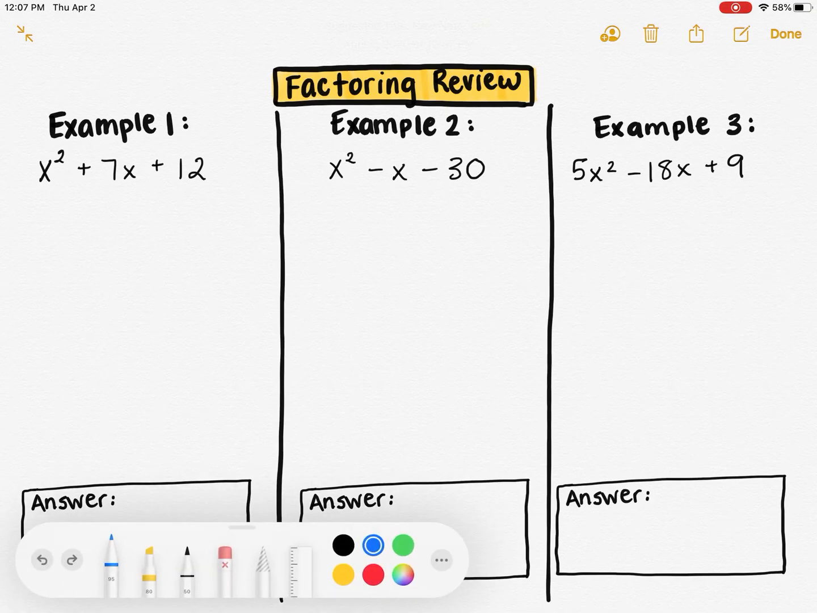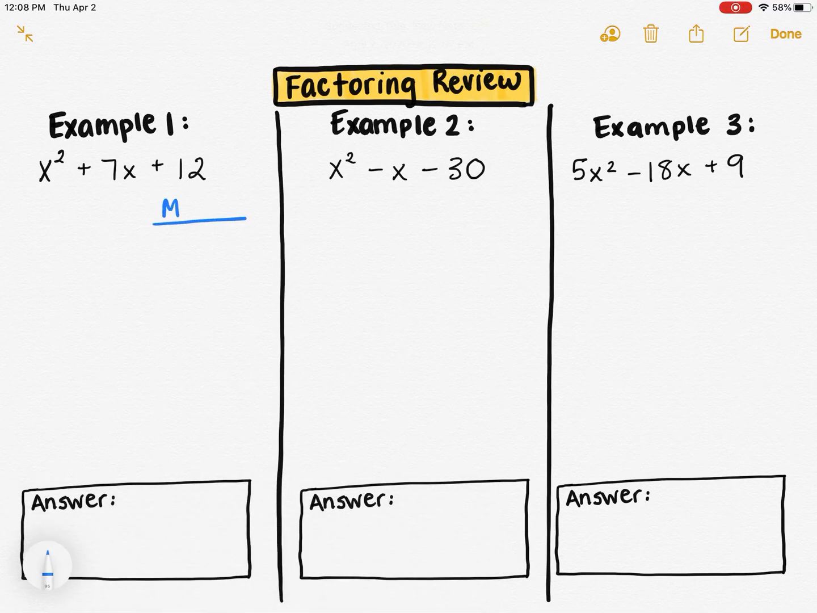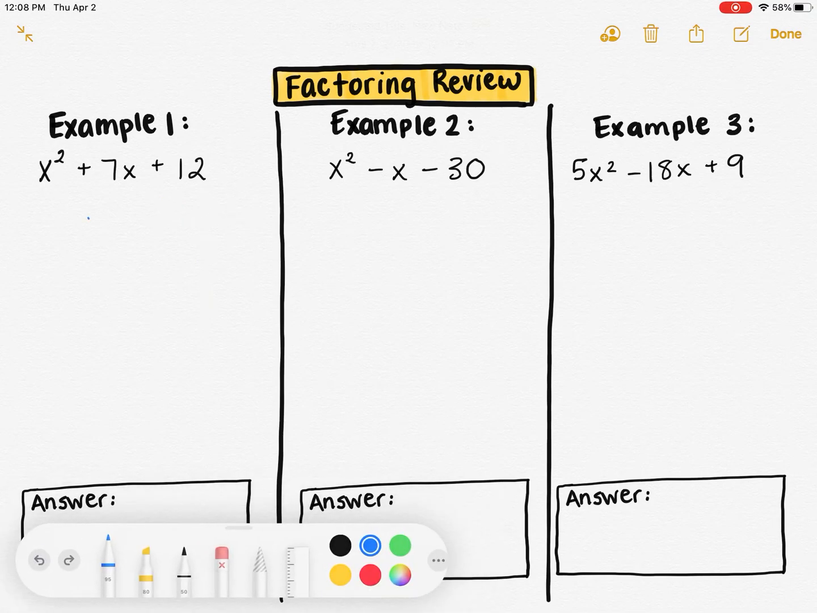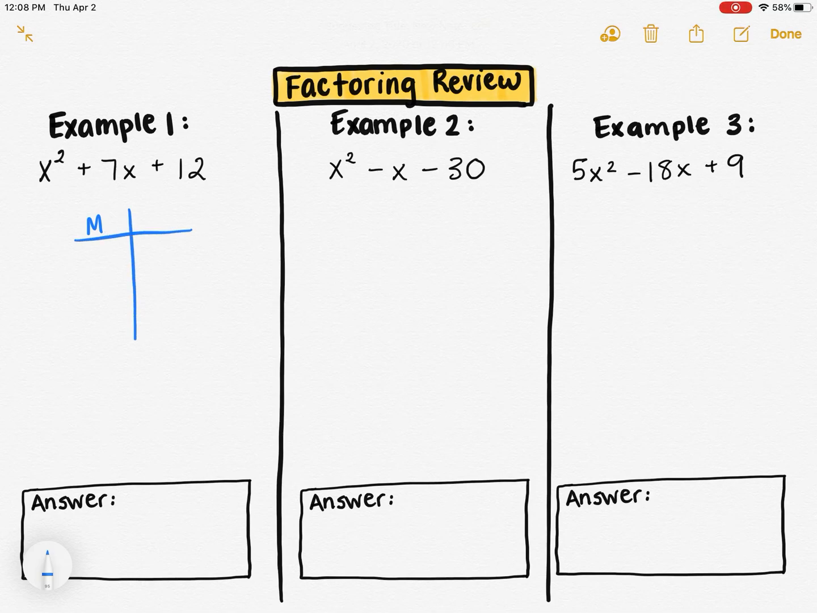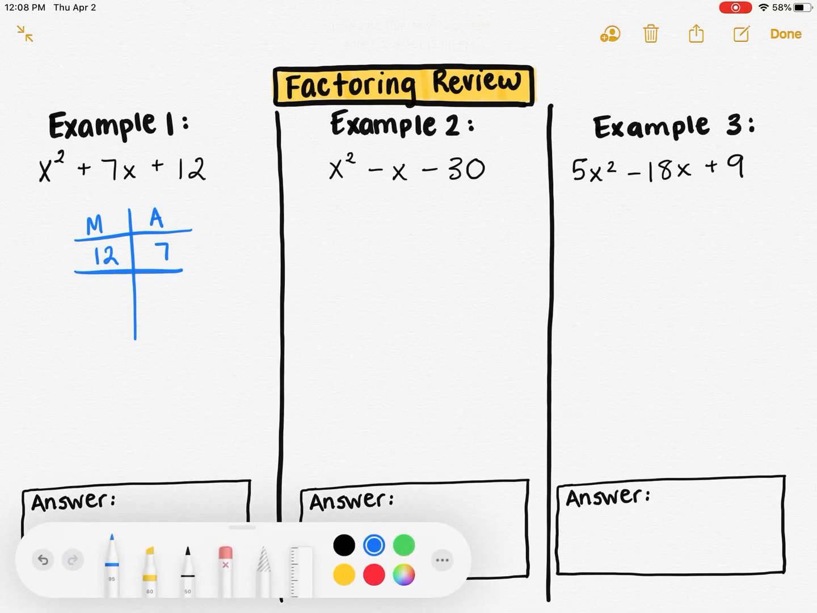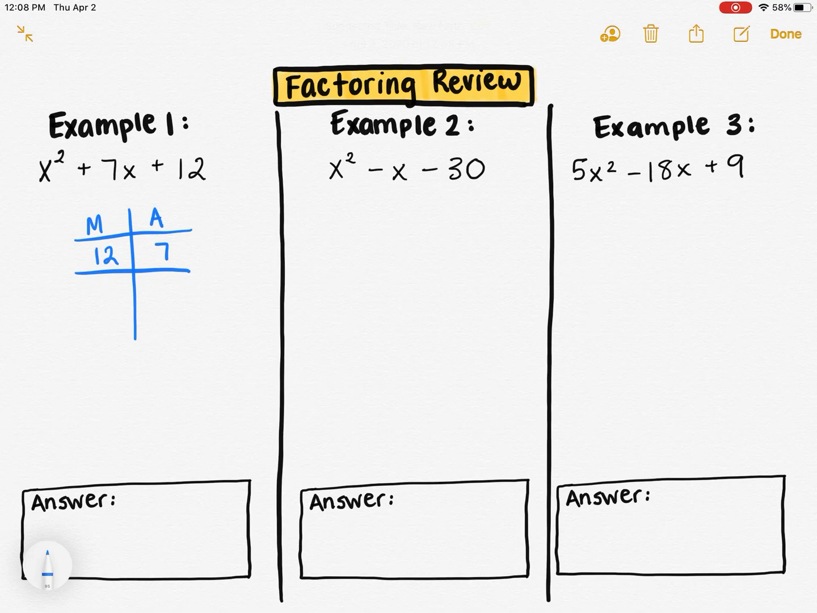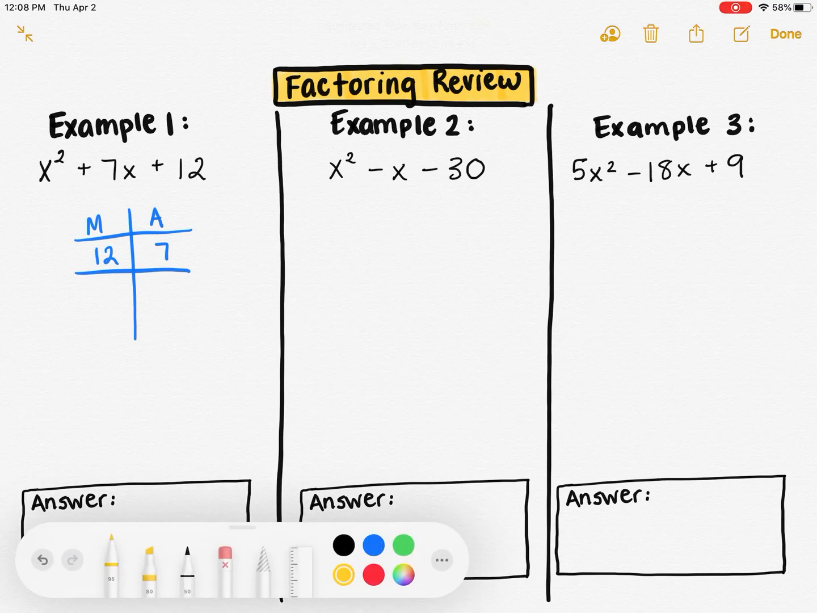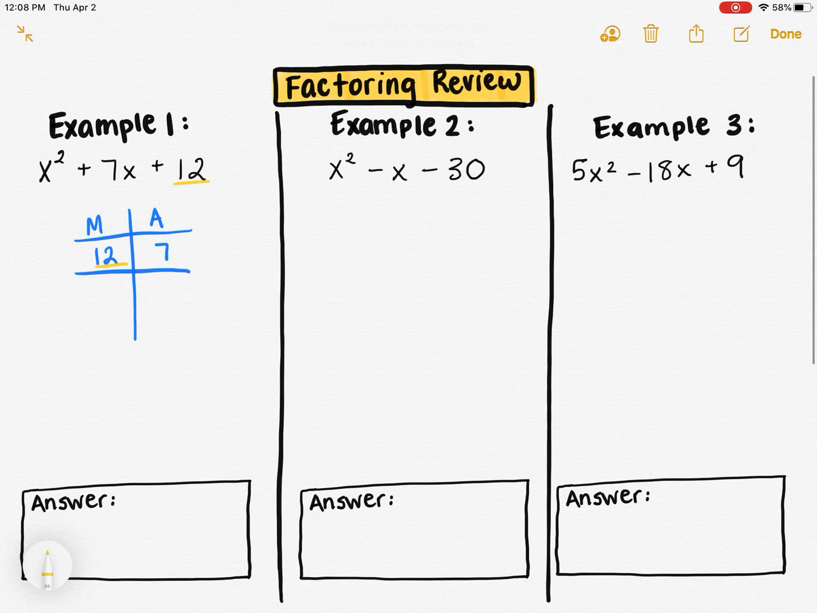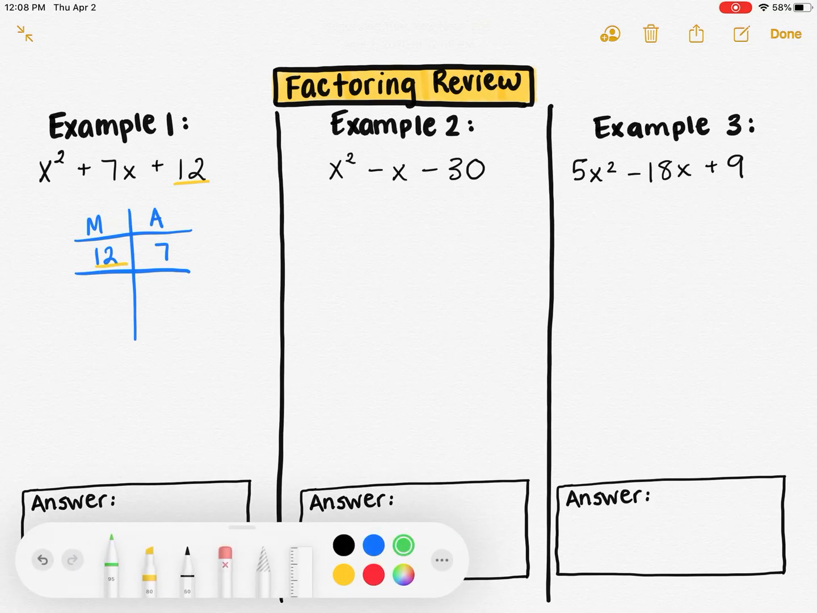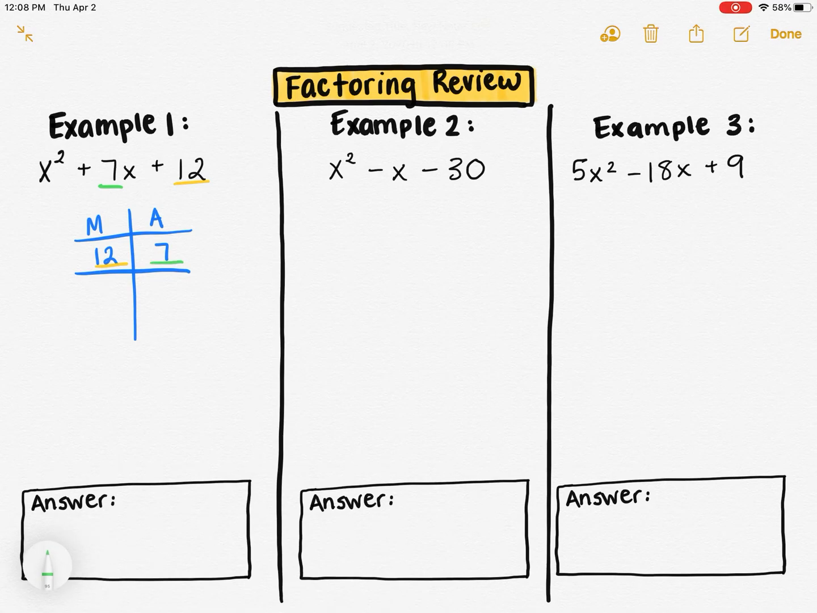So in order to factor, the most important thing you need to remember is that we are looking for two numbers that multiply to the number at the end, which is 12, and add to the number in the middle, which is 7. So again, we're looking for two numbers that multiply to 12 and add to 7. And I got those numbers from my equation. So my number at the end, the constant, is the number we're multiplying to, and the number in the middle with x is the number we're adding to.